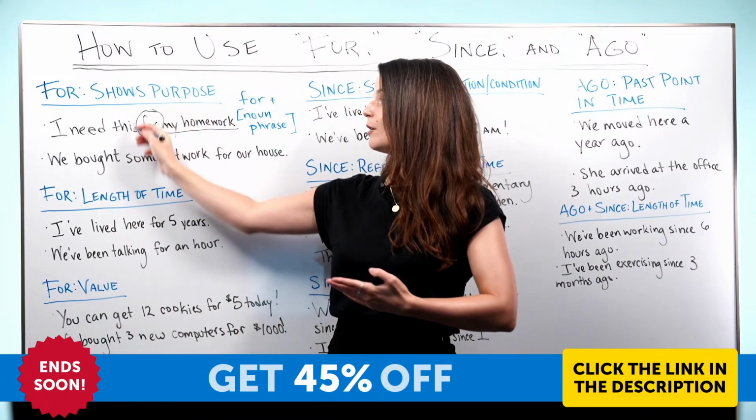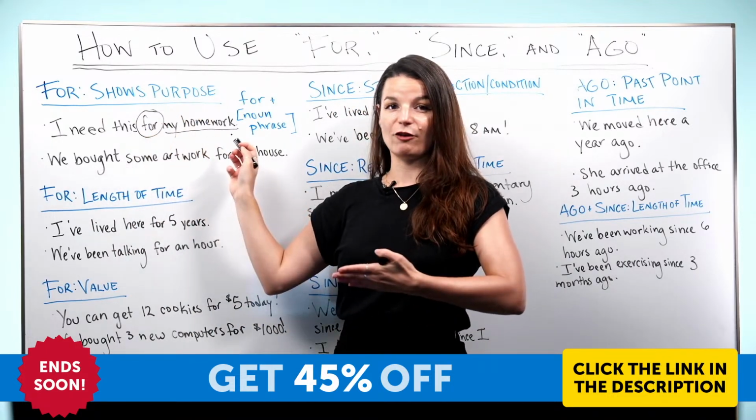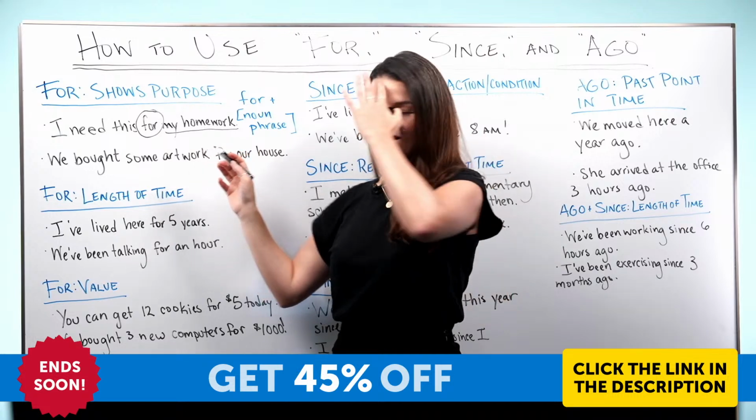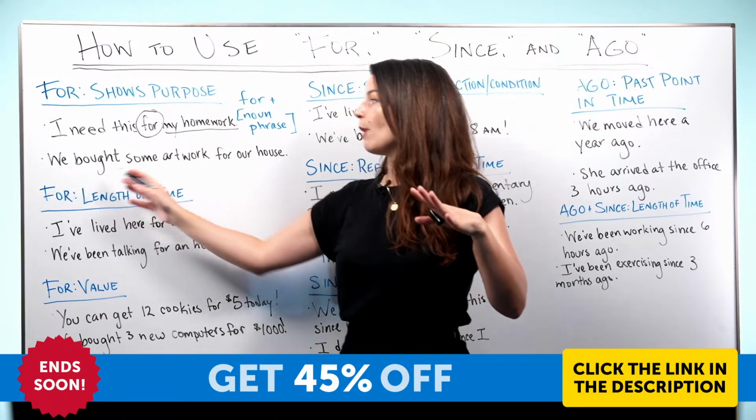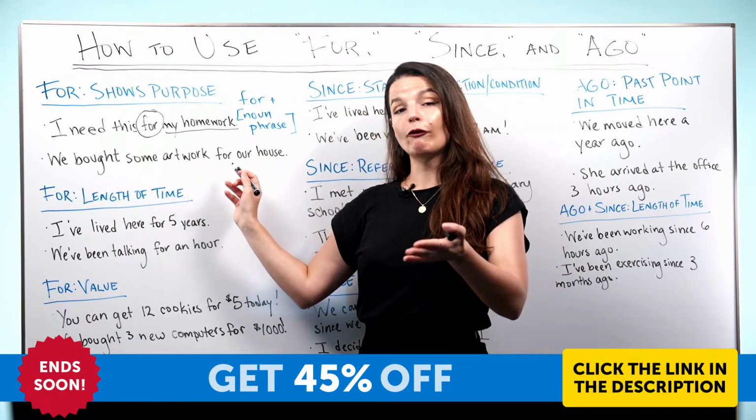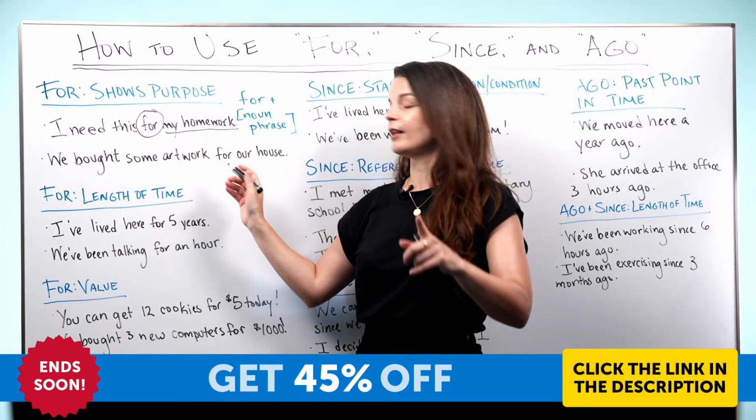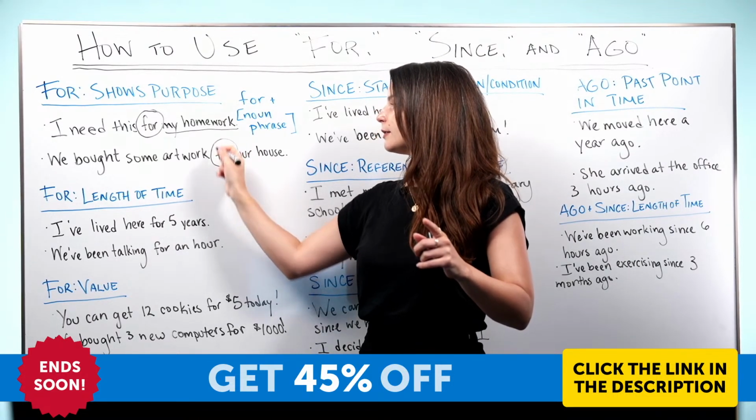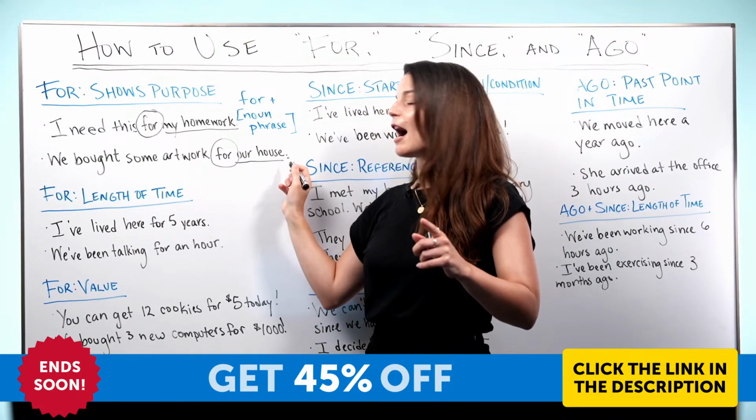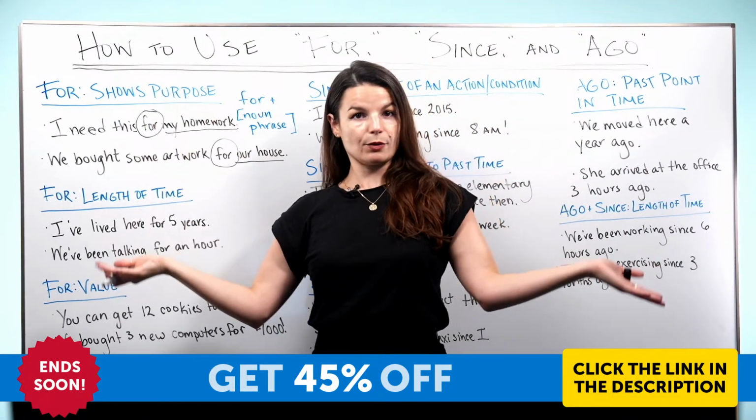We show that with for plus noun phrase, okay? Let's look at another example then. We bought some artwork for our house. Again, let's look. Here's our for. And then we have this noun phrase, for our house, right?